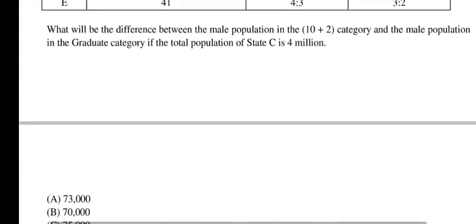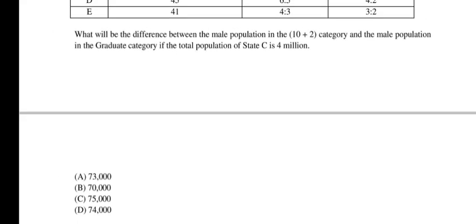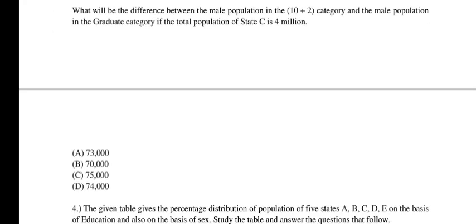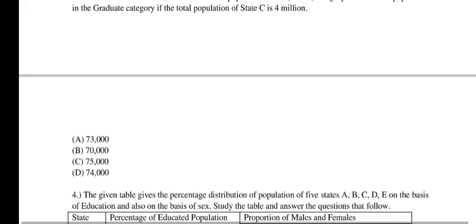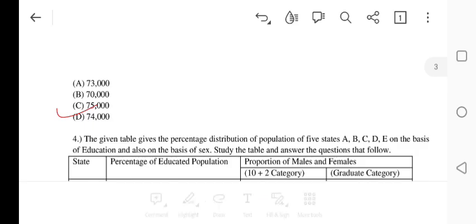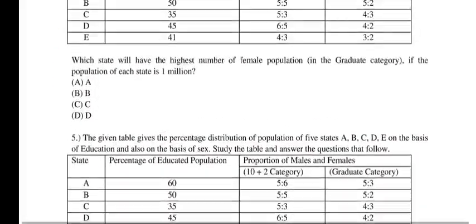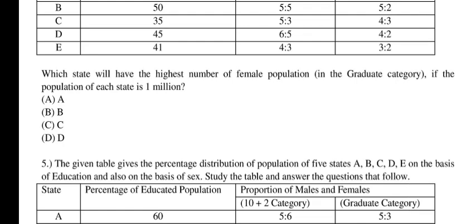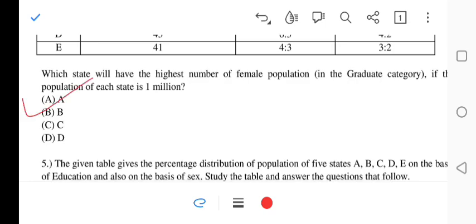Next, number 3 says, what will be the difference between the male population in the 10 plus 2 category and the male population in the graduate category if the total population of state C is 4 million? A, B, C, D: 73,000, 70,000, 75,000, 74,000. So it will be 75,000. Next is saying, which state will have the highest number of female population in the graduate category if the population of each state is 1 million? A, B, C, D. So it will be option A according to me.